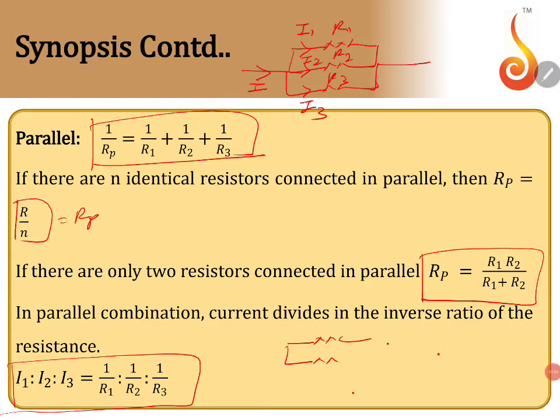Convert them into two resistors. So let us imagine this is the main current I and this is R1 and this is R2. Let us imagine I1 is the current flowing through R1 and I2 is the current flowing through R2.